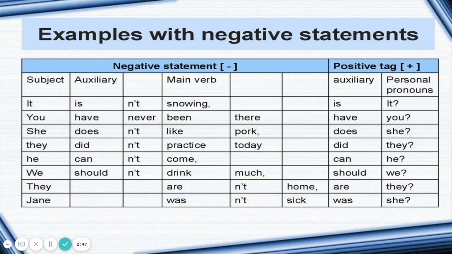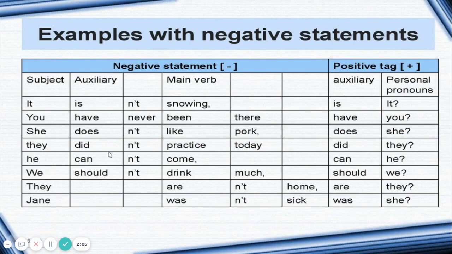Then, examples with negative statements. Here also: subject, auxiliary, not plus main verb. See the first sentence: it isn't snowing. When you change into a positive tag, you will write auxiliary plus personal pronoun, same as the subject. When it is a negative statement, the auxiliary carries the not, so: is it? See the second sentence: you have never been there, have you? Third sentence: she doesn't like pork, does she?